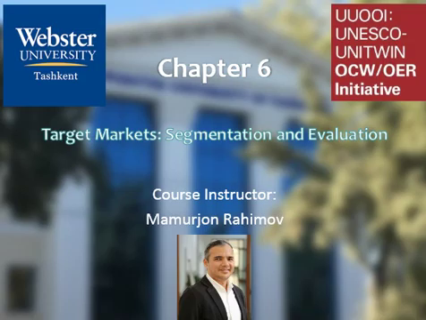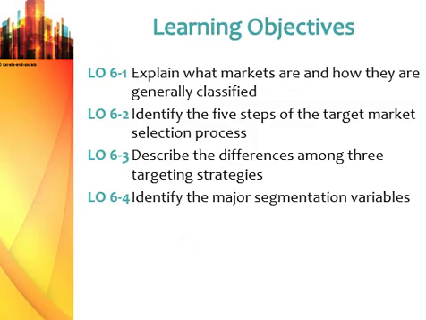Let's first look through our learning objectives. So we have 8 learning objectives today. It's a very difficult topic actually. First, we have to explain what markets are and how they are generally classified. Identify the 5 steps of target market selection process. Describe the differences among 3 targeting strategies. Identify the major segmentation variables.